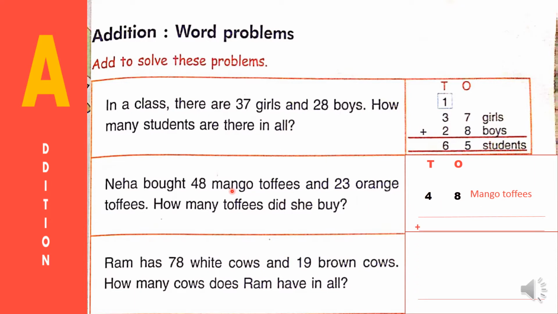Next, this is the addition symbol. When we are doing addition, compulsorily we have to keep this symbol. Next, how many orange toffees did she buy? 23 orange toffees she bought. So 48 mango toffees, 23 orange toffees. If we add these two numbers, we'll get the answer. How many toffees did she buy? Now we have to add 48 plus 23.